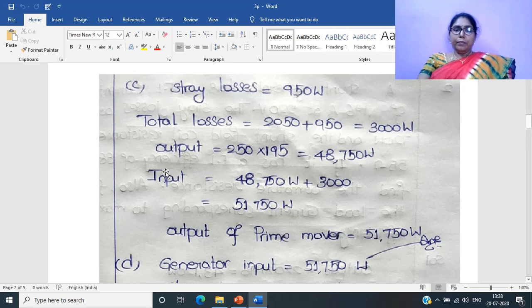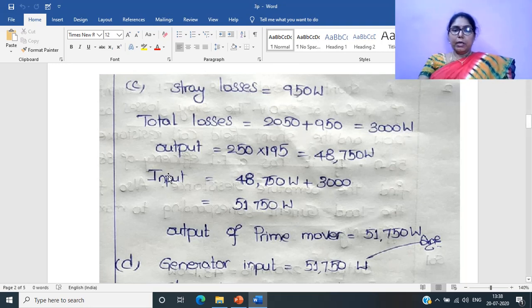Now we are going to calculate the output first. That is voltage into the load current, terminal voltage into load current. 250 volts into 195 amperes mentioned in the problem. So it accounts for 48,750 watts. Now I would like to calculate the input of the generator. Input equals output plus total losses in the generator. The total losses in the generator is 3000 watts, which we just calculated.